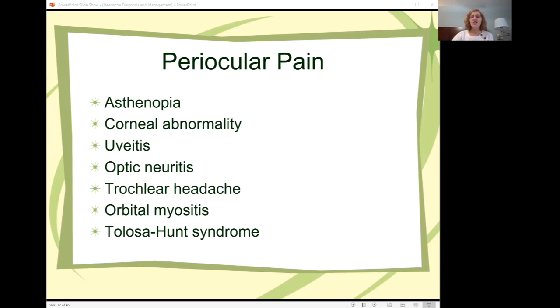Inflammation of an extraocular muscle, such as idiopathic orbital pseudotumor, will cause pain with eye movements as well as double vision. And Tolosa-Hunt is an idiopathic granulomatous inflammation within the cavernous sinus, and it will also cause painful ophthalmoplegia. An MRI will show a lesion within the cavernous sinus in this case, and corticosteroids will produce rapid improvement of the pain.